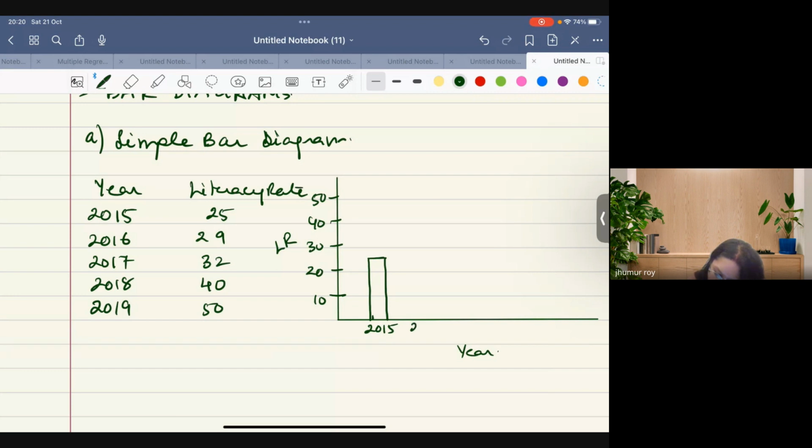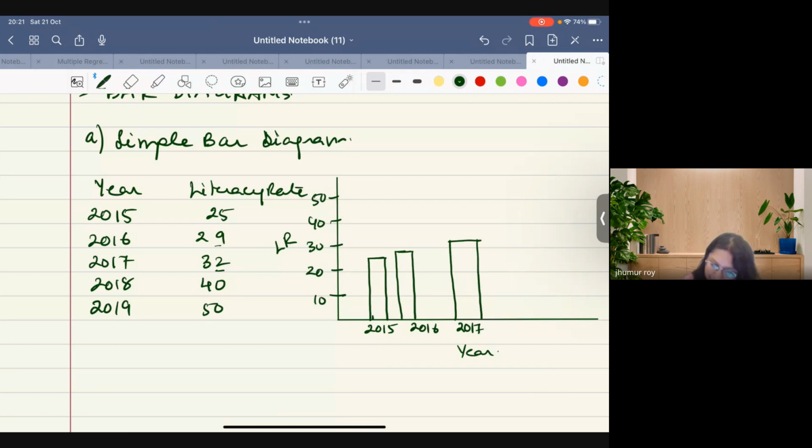Then I go to 2016. In 2016, it is 29. So it will be just somewhere here. So this is my 2016. Then I go to 2017. I hope it is clear, because I'm not drawing with the scale and all, so it might be a little off. But this is how you need to do it. The next one that we have is 32. Please, you need to make them equal width.